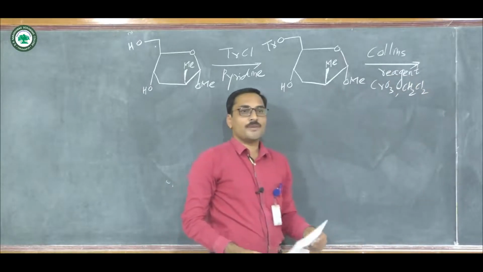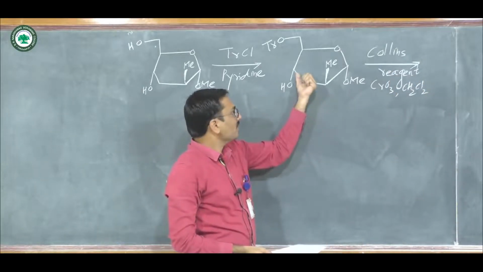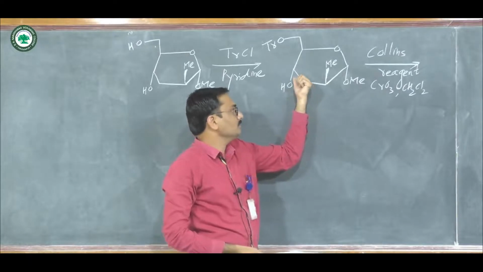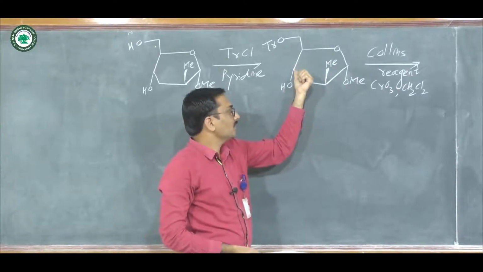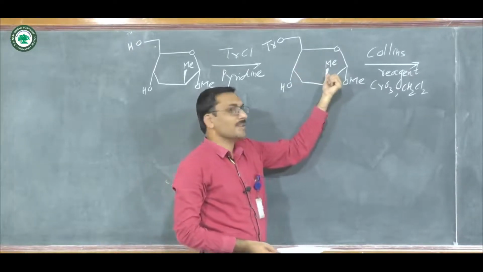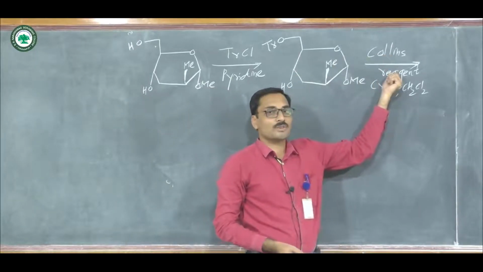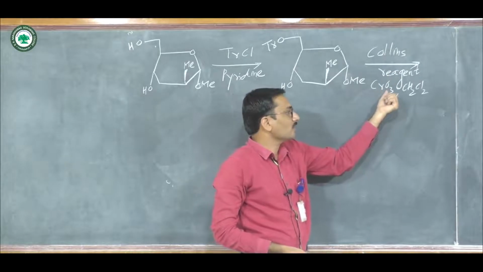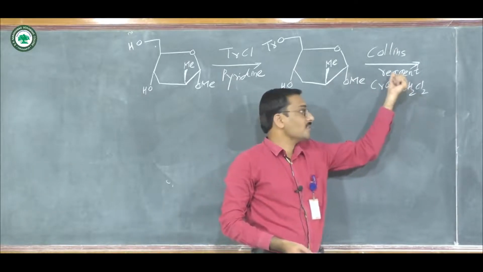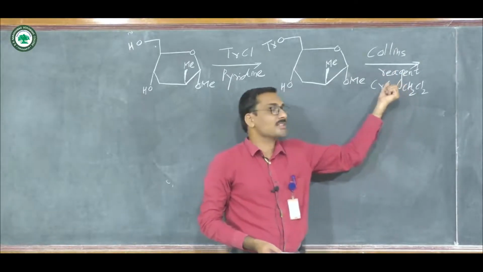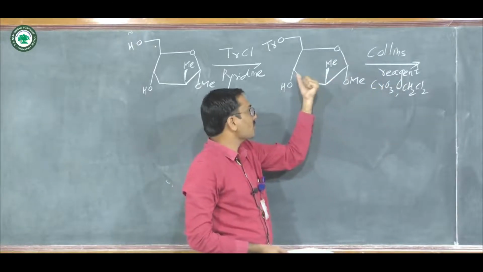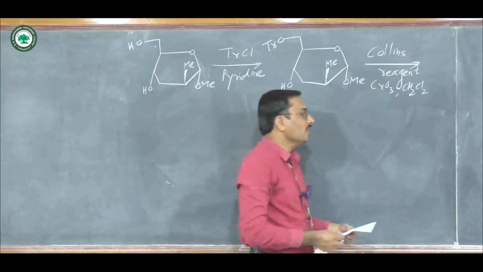Look at the next step. Here this alcohol-containing intermediate with OH is allowed to react with Collins reagent, that is CrO3 in CH2Cl2. This is an oxidizing agent, and this CrO3 causes oxidation of this OH into the corresponding carbonyl group.